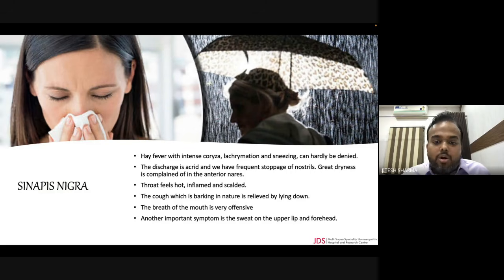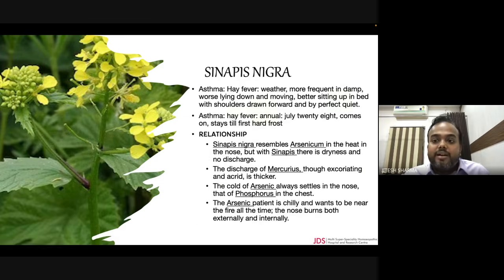Sinapis nigra. I don't know how many people know about this remedy, but it cannot be denied in learning because it is a wonderful drug, especially for hay fever with intense coryza, lacrimation and sneezing. Why am I discussing this? Because this is a remedy which gets worse in damp weather.